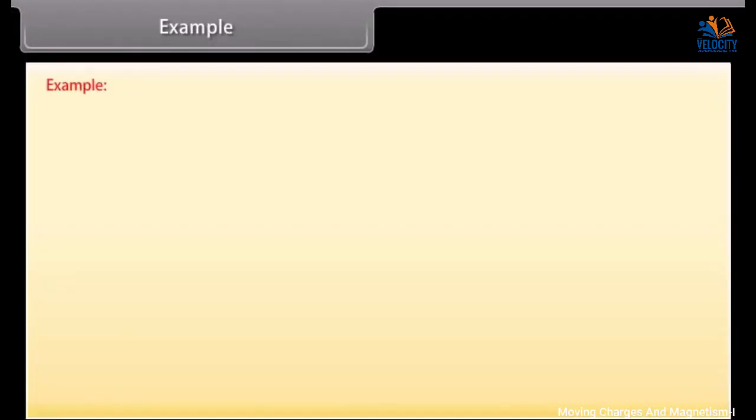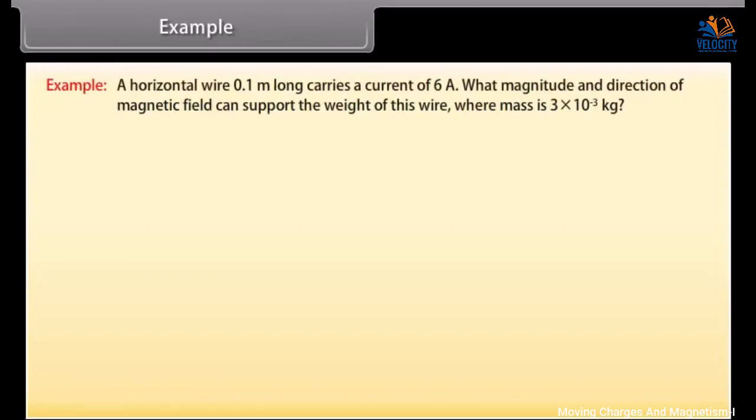Example. Let's take an example of magnetic force on a current-carrying conductor. A horizontal wire 0.1 meters long carries a current of 6 ampere. What magnitude and direction of magnetic field can support the weight of this wire, where mass is 3 × 10^-3 kilogram?